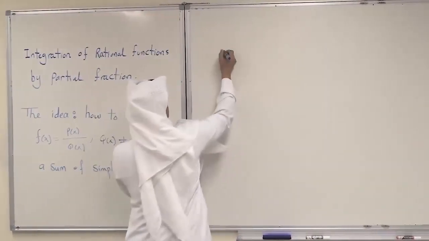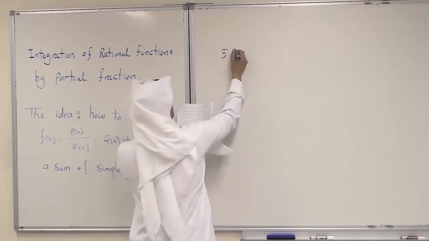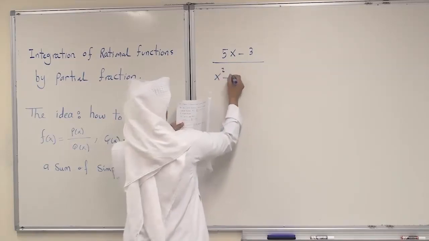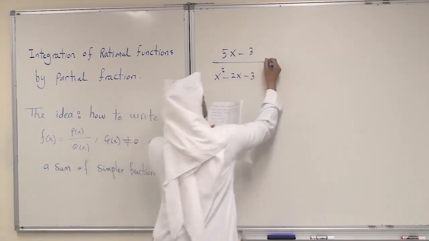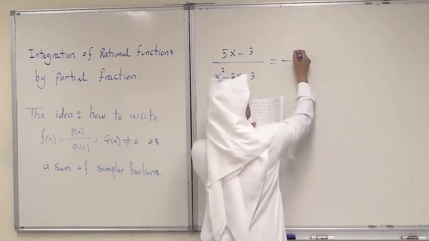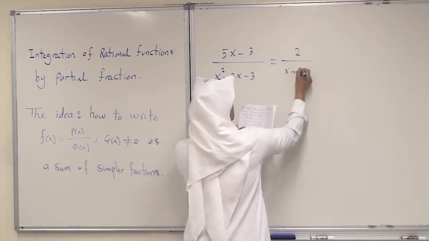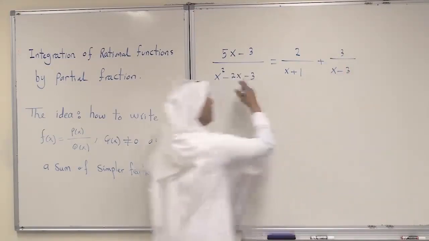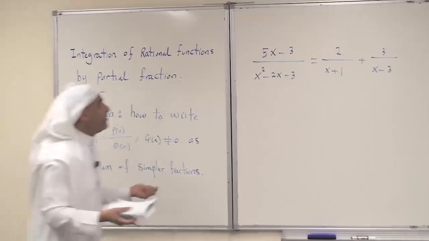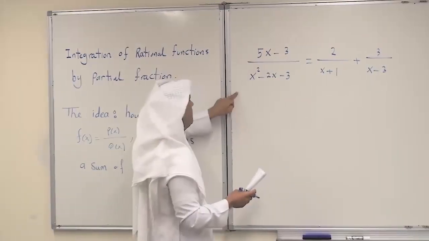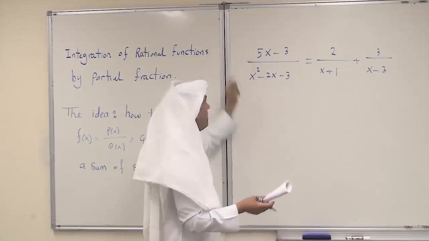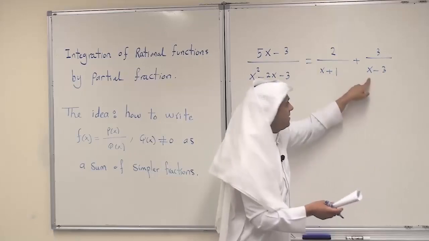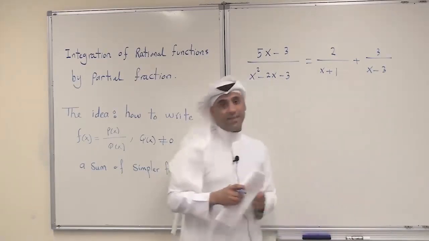For example, here if you have 5x minus 3 divided by x squared minus 2x minus 3, you can show that this is equal to 2 over x plus 1 plus 3 over x minus 3. Now, let us look at the left hand side and the right hand side. If someone asks me to integrate this, it seems this is not as straightforward. But if I am able to rewrite the fraction into the sum of these two fractions, each of which is easy to integrate.